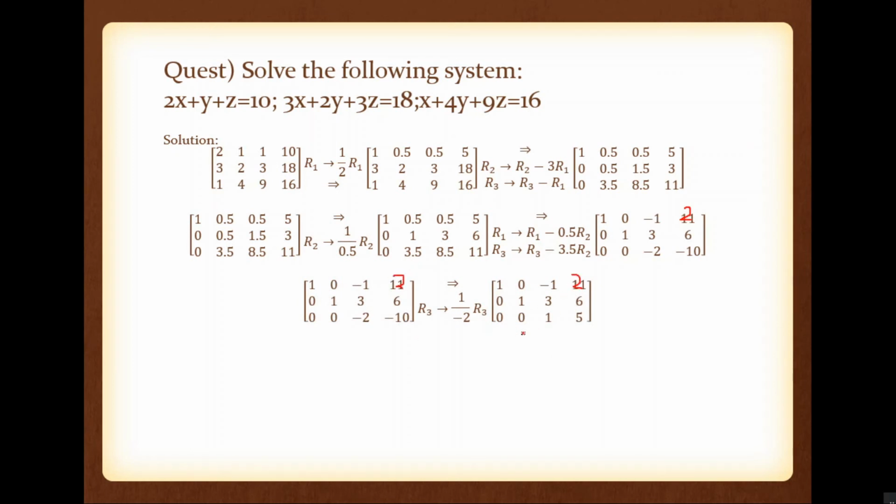Okay. So first row is not changed. After this operation, first row is not changed. Second row is not changed. Third row will become 0, 0, 1, 5. Is it okay? Now what we have to do? Now we want to remove the extra terms except from the third row. Except from this row, we want to remove these two terms. So how to remove this minus 1? This is in the first row.